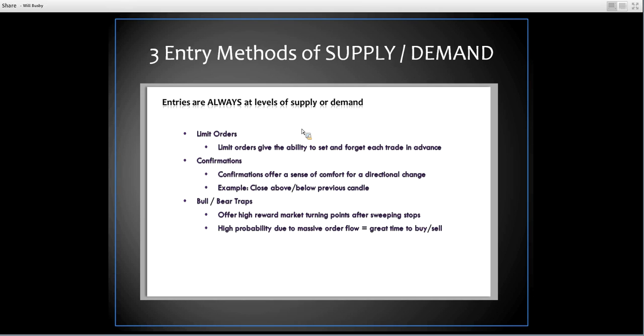The last entry method we talk about is bull and bear traps. Bull and bear traps offer extremely high reward market turning points because they come after sweeping stops. Yeah, high probability. Why would I put emphasis on that? Why is it such a high reward market turning point? Because it's due to massive order flow, which is equivalent to a great time to buy or sell that particular instrument.